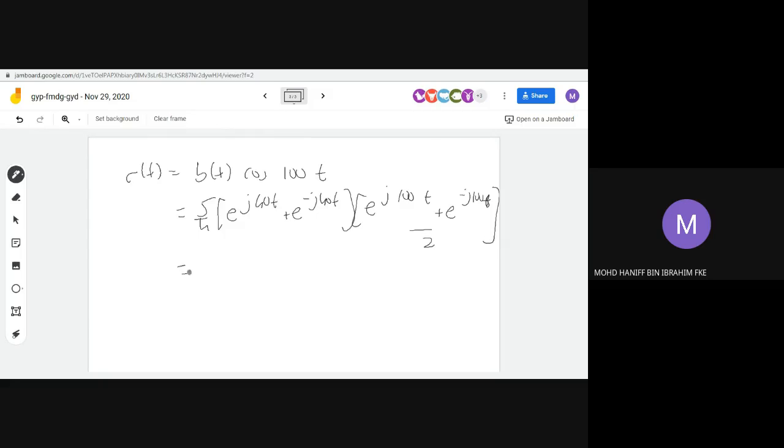Okay, and further on, we're going to have the result for this will be 5/8. Exponential j140t plus exponential negative j140t, plus exponential j60t, exponential negative j60t. Right, so from this equation, we can then do the Fourier transform for the c(t).